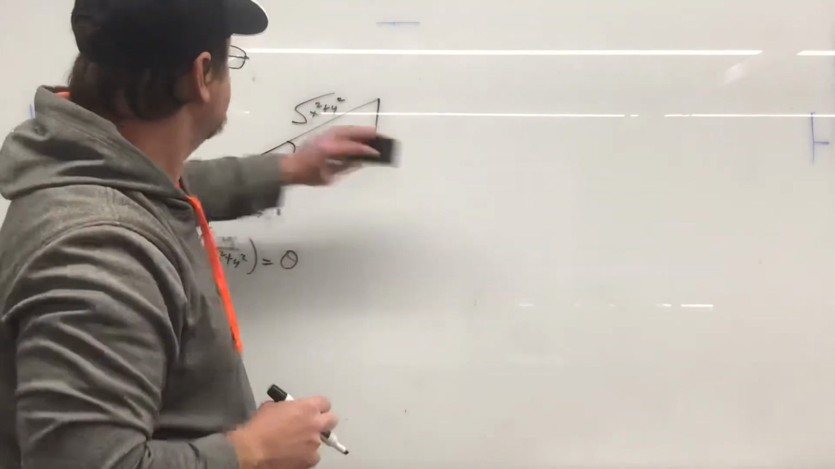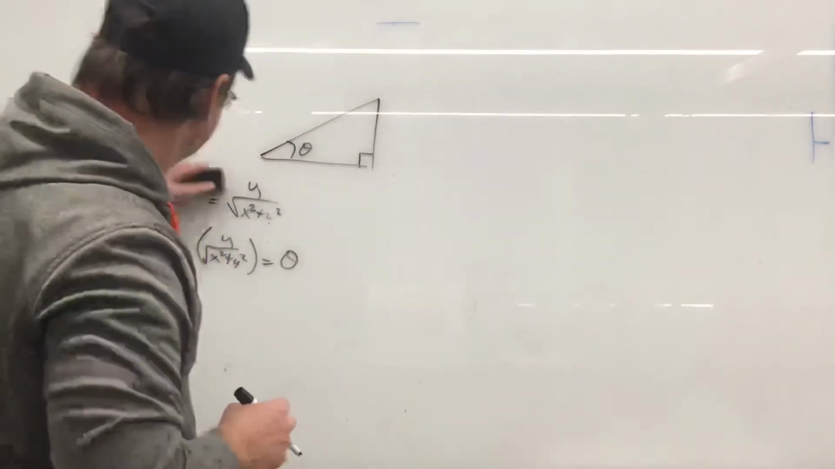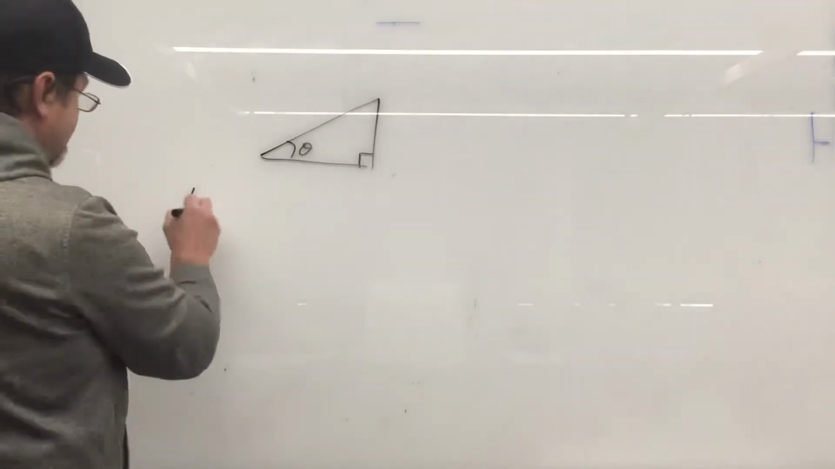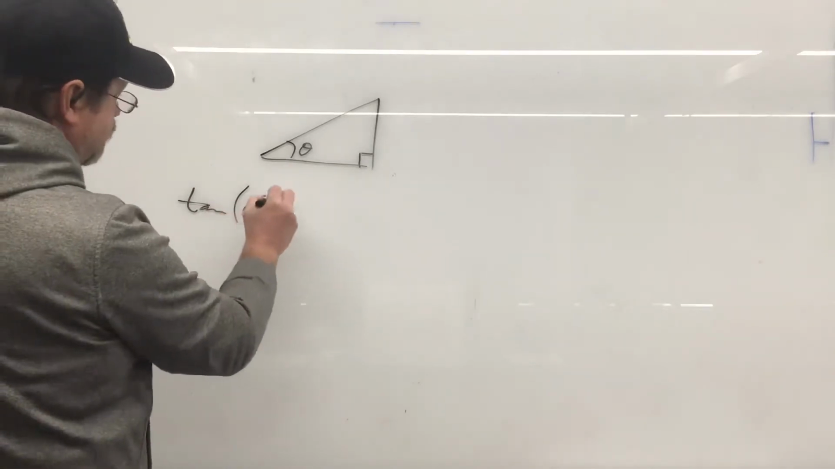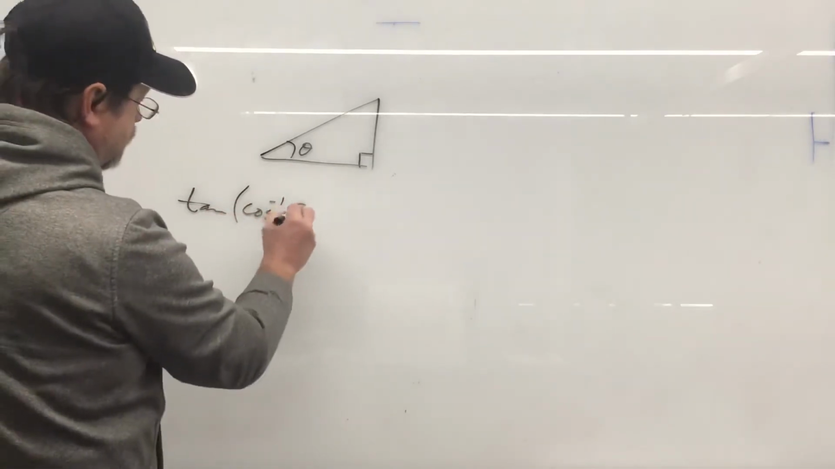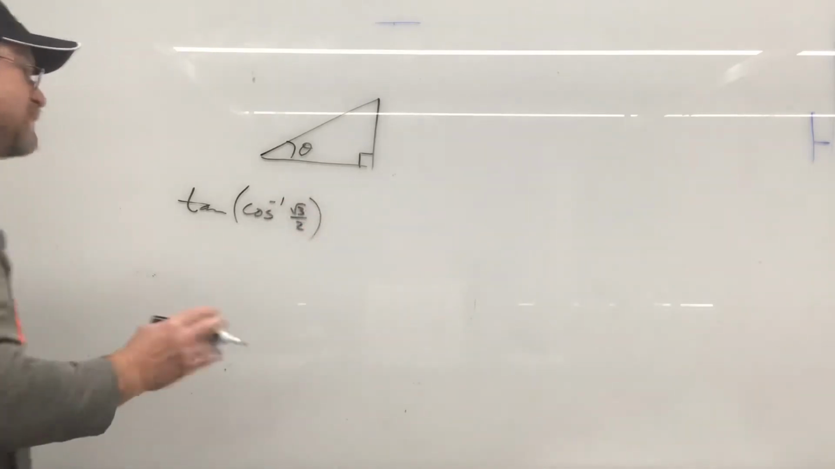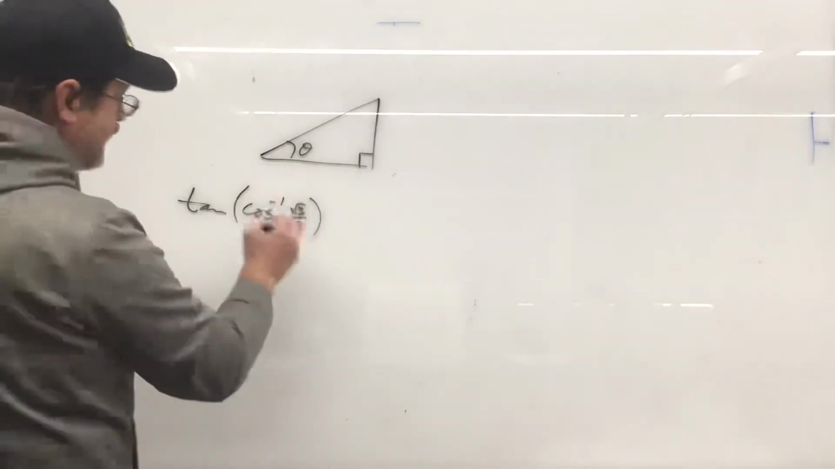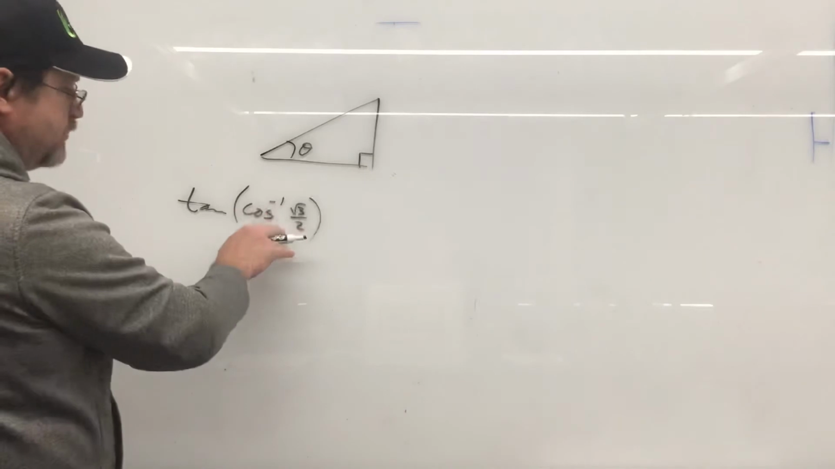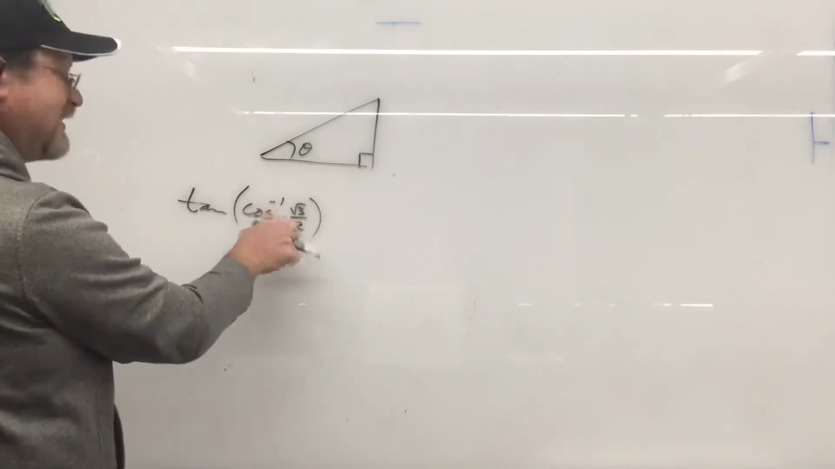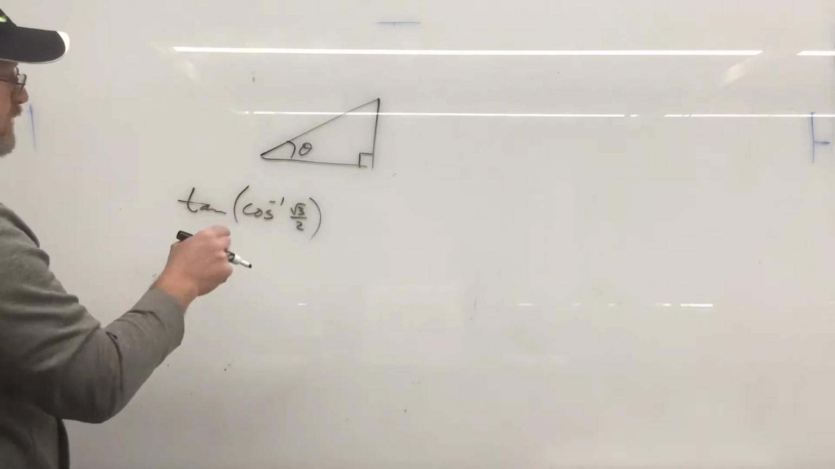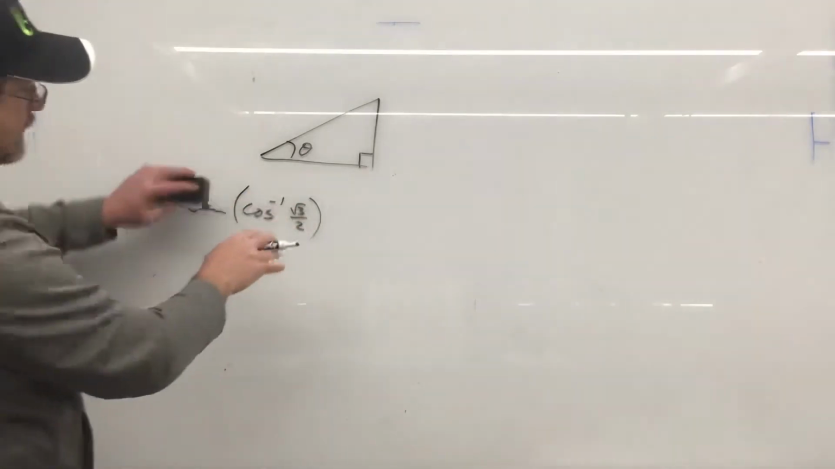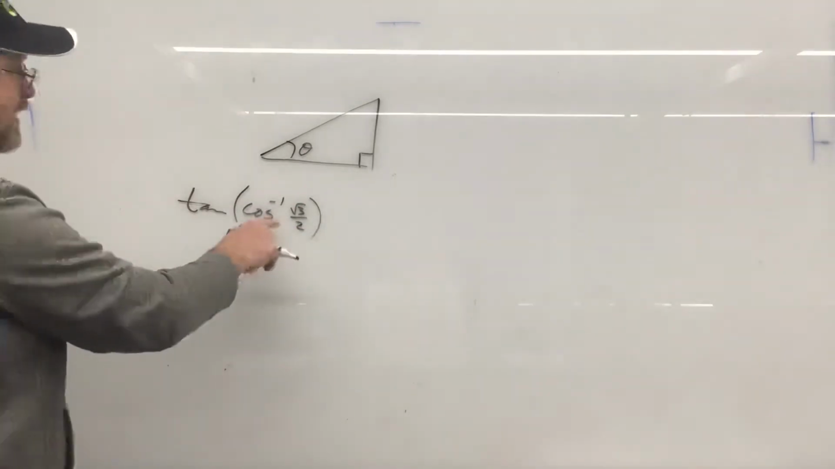Now, we could also have something like this. Let's say we could say the tangent of inverse cosine of radical 3 over 2. Now, what's that really saying? Well, remember that inverse cosine of this radical 3 over 2 is going to give you an angle. So you're talking about the tangent of an angle, and we're okay with having tangent of an angle.